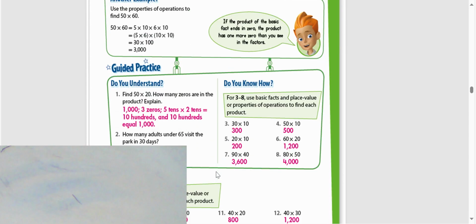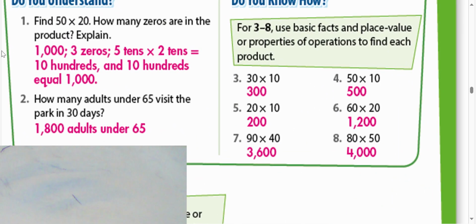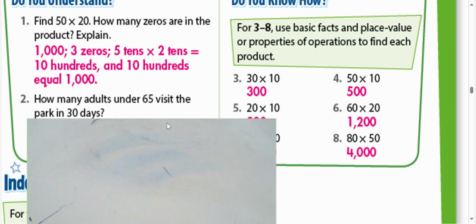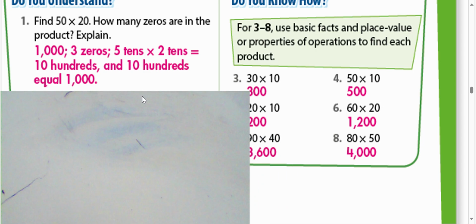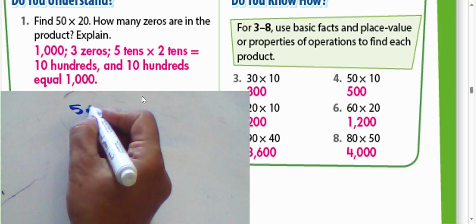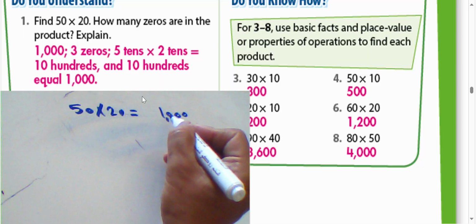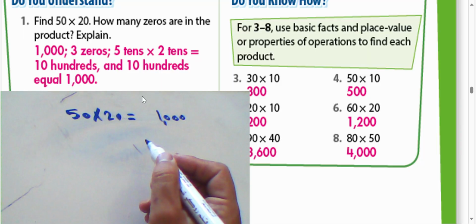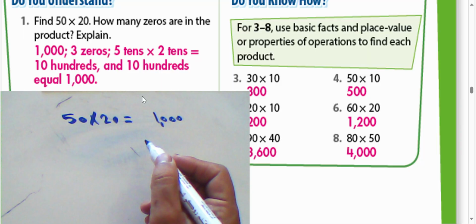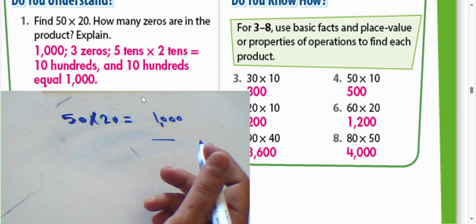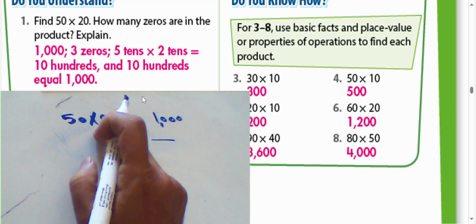Now, we will solve the next question on this page. Find the product of 50 and 20. How many zeros are in the product? And explain. We can multiply 50 times 20. We can write double zero here, and 2 times 5 equals 10. Then the result will be 1000. Okay, then the answer will be 10,000 because we have double zero like this.